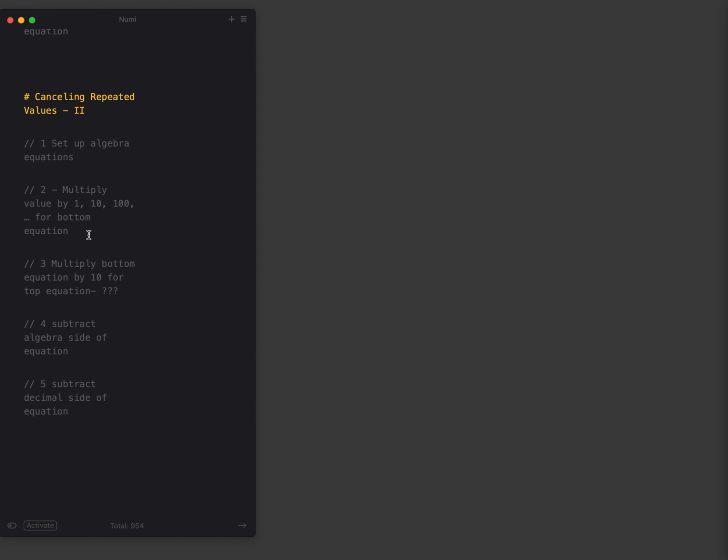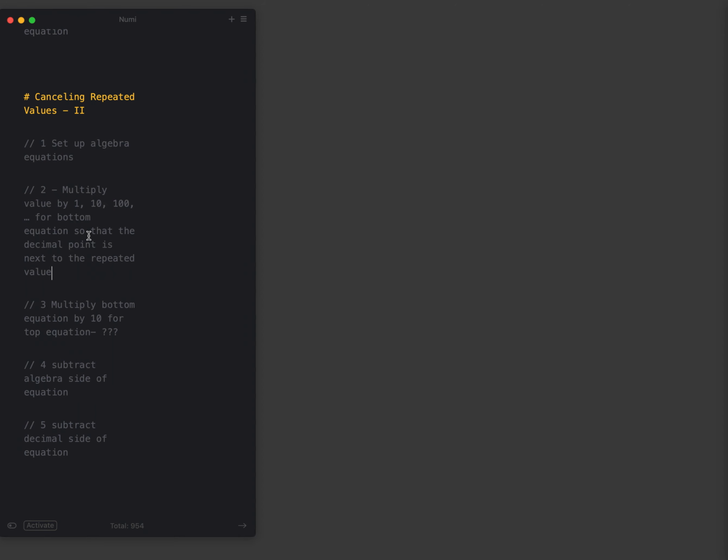And that is going to be for the bottom equation so that the decimal point is next to the repeated value. I know this is kind of a long point, and what does this mean exactly? I think the best way to explain that is to actually go through an example. So that's what we're going to do right now. We're going to look at a couple examples like this.